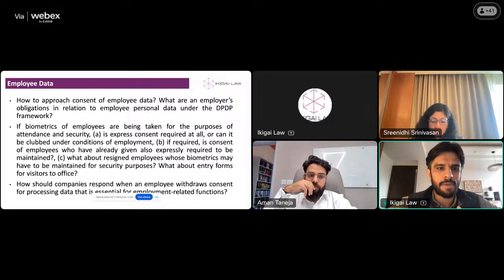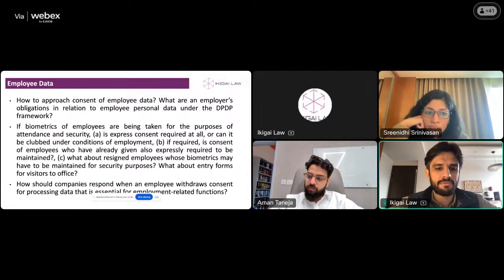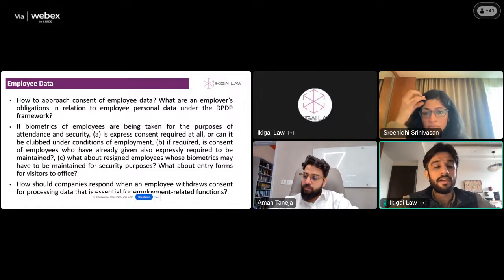In terms of the questions, there are 2-3 parts over there, so let me try to break that down. First, for biometric collection for these purposes, attendance, access control, security, what's the appropriate ground? Is it consent, or will that be covered under legitimate use for employment? The second question is, for employees whose biometrics were already collected under or before the DPDP Act, would you need a reconsent? And then the third alludes to retention, especially in the context of employees who are not employees anymore and have moved on from the organization.